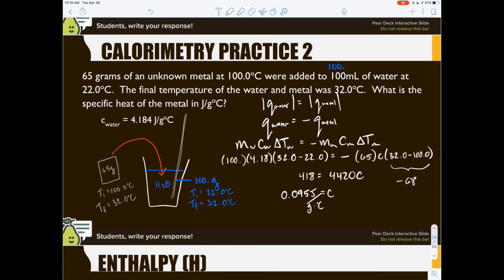I think it's important to understand why the negative signs make sense, but if you would rather do it with all the positives, that's fine. Just don't mix them up. Okay, like you can't do negative 68 and then not have this negative sign.